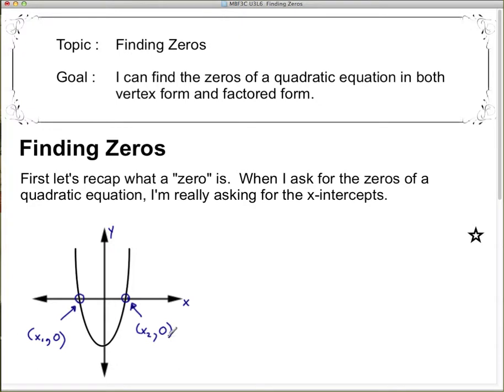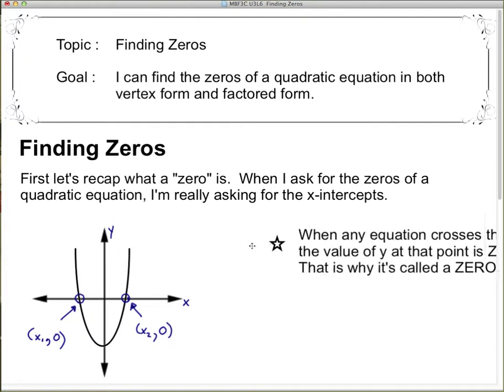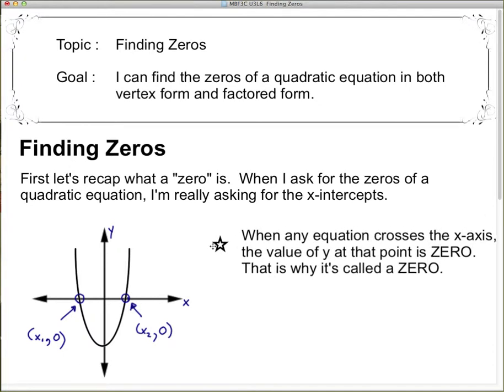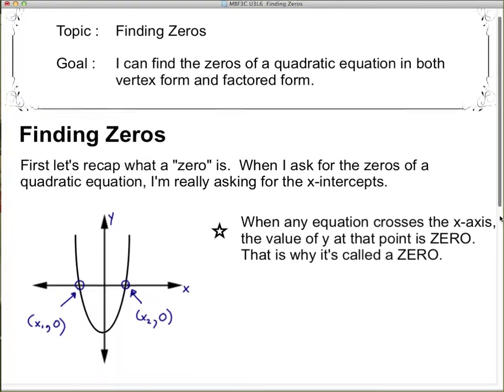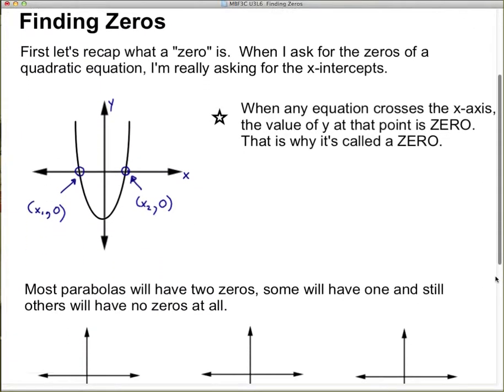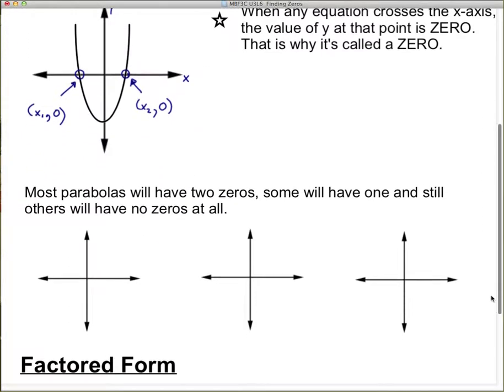And this is why they're called the zeros. This is where y is 0. So the zeros and the x-intercepts are exactly the same thing. So when any equation crosses the x-axis, the value of y at that point is 0. That's why we call it a zero. So most parabolas have two zeros. Some will have only one. Some will have one, and still others will have no zeros at all.